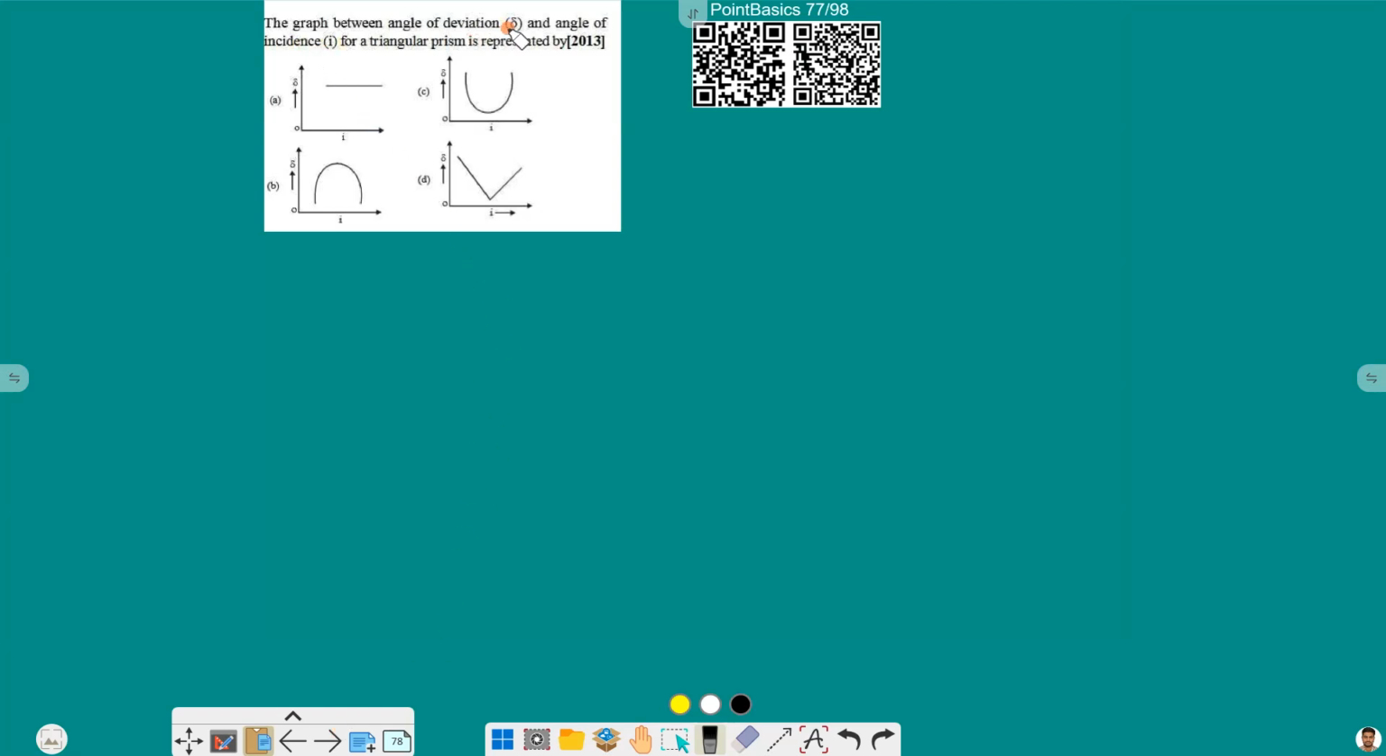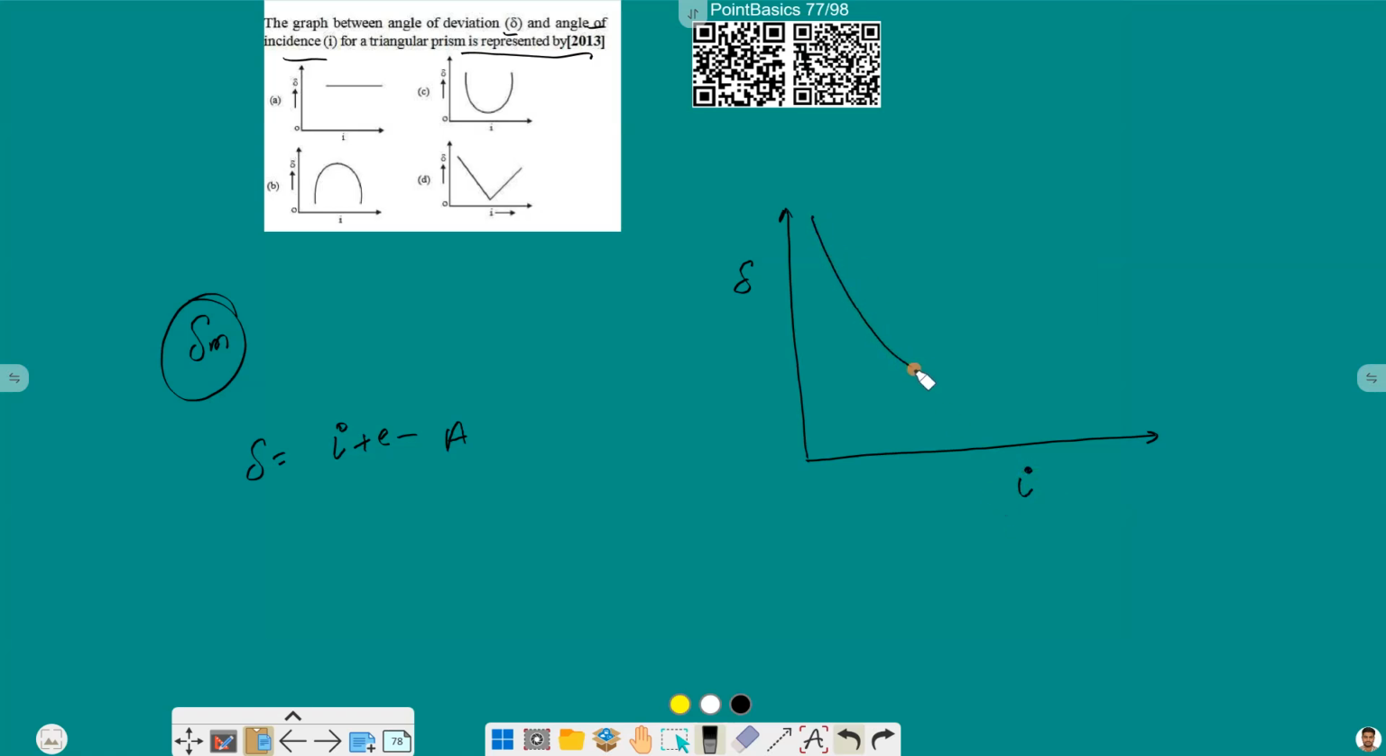So here we have a graph between angle of deviation and angle of incidence for a regular transmission. So that graph is like this. We know that we have a minimum angle of deviation, and delta m is I plus E minus A. So if we have here delta and here we have angle of incidence, then it keeps on decreasing up to a certain value, and that value is known as delta m, and after that it again starts increasing. So that graph is matching with option C. So option C is the right one here.